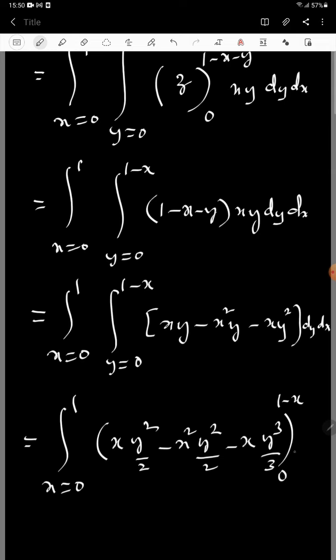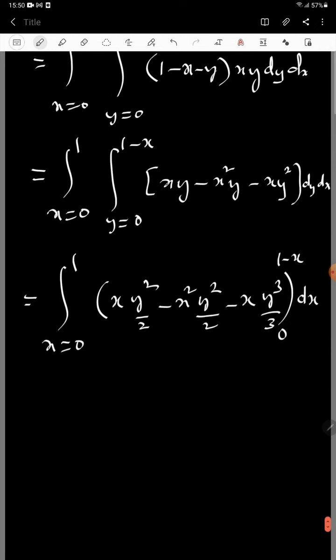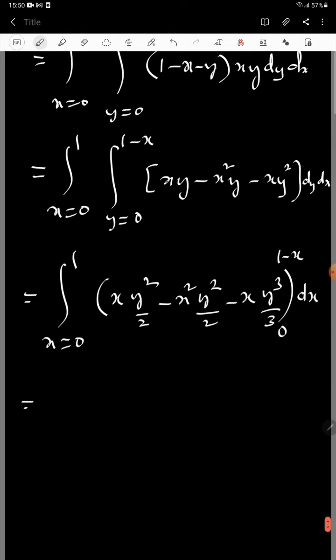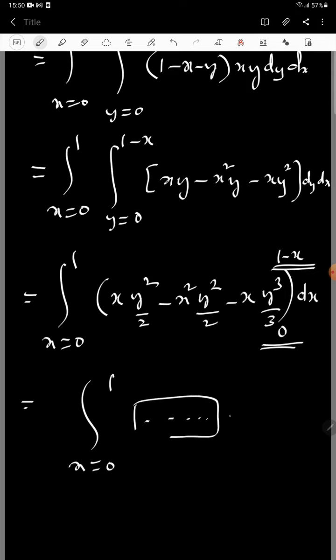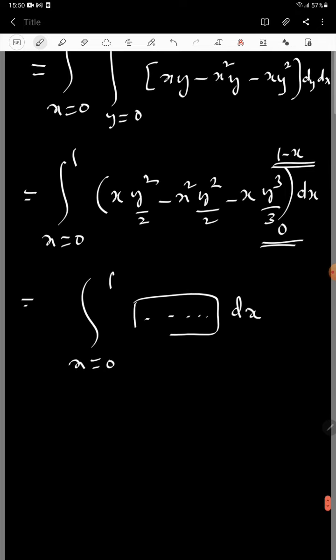Now dy is gone because integration is over with respect to y, and dx. Now in the place of that y, you will substitute the upper limit 1 minus x, after that you will substitute the lower limit 0, and finally x is equal to 0 to 1, there will be some function of x dx, that is nothing but a single integral, and I hope you will be able to calculate the value of that one.